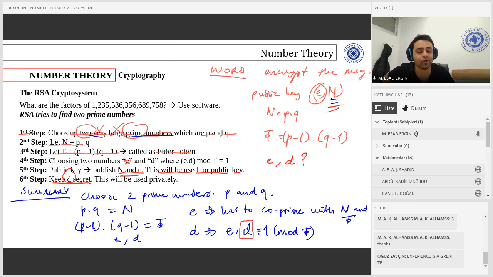It is the inverse of e in modulo Euler totient. Okay, so this is very important. When you decide e, then you have to find what d is, because it is the private key we are going to use. So here we can say that for the public key, let me write in another color.